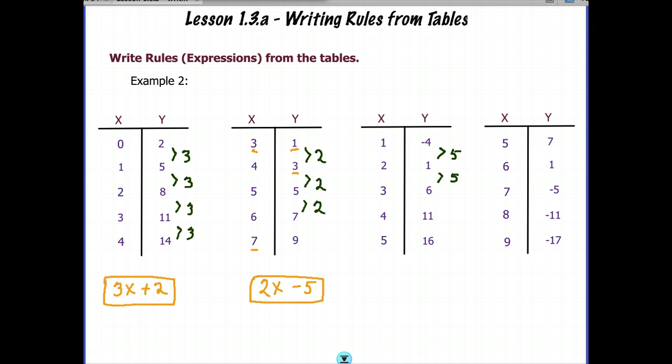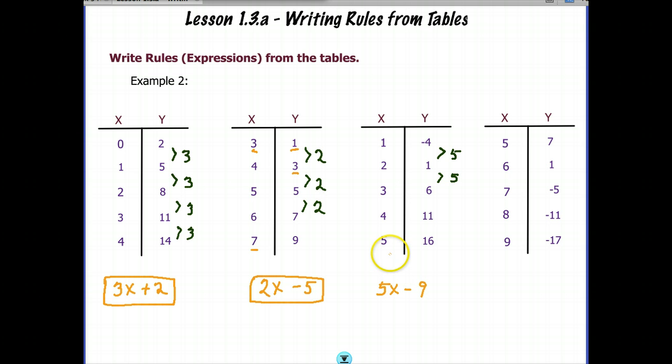So let's create our rule. So we know we are going to have a 5x, but then we have to figure out, do we have anything on the end or is 5x fine? So let's test it out. Let's plug in a 2 for x. So 5 times 2 is 10, but we have 1. What do we need to do to get down to 1? From 10, we have to subtract 9.